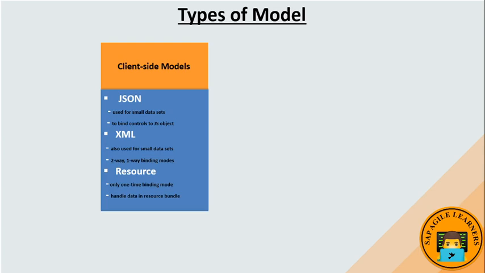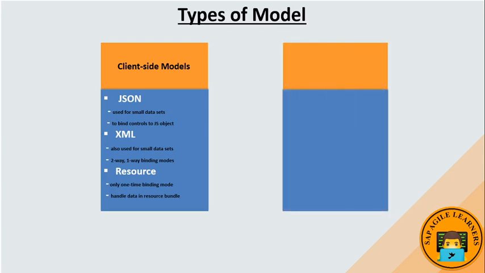Next, XML. It also supports two-way, which is the default, one-way, and one-time binding modes. Also used for small data sets, it does not contain a mechanism for server-based paging. And the last one, resource model, handles data in resource bundles, mainly to provide text in different languages. It supports one-time binding mode.